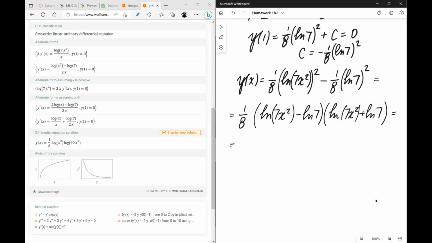And each one of those can be simplified. We have ln of 7x squared minus ln of 7, so it's ln of 7x squared over 7, or ln of 7x squared times 7. Those are the properties of logs, and this is the final answer.